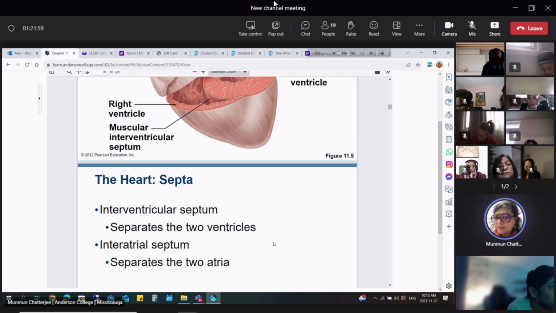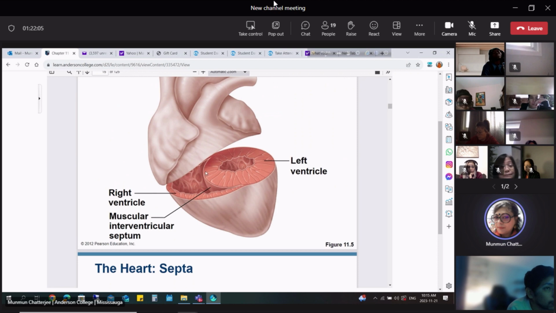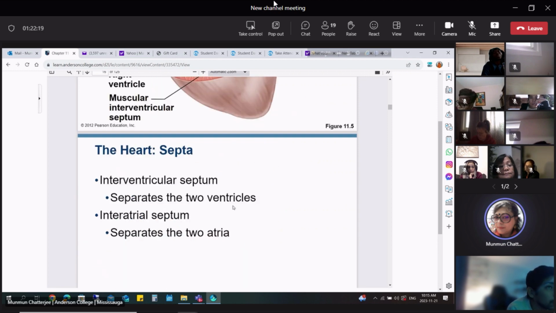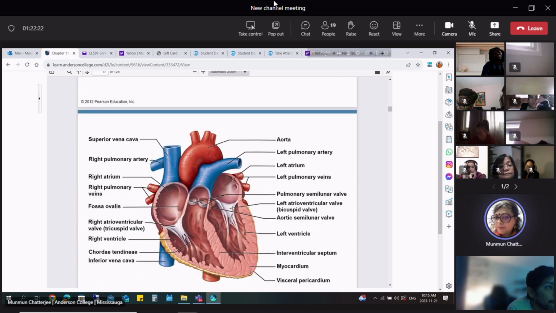The interventricular septum separates the 2 ventricles. So this is the interventricular septum. That's the barrier. This divides the ventricles into right and left ventricle. Same thing in the atrium. Inside there is a division called the interatrial septum, which separates the 2 atria. So you can see this was the interventricular septum, which separates the left versus right ventricle. In the atrium, we cannot see it in the middle, but it also separates the left and right atria.